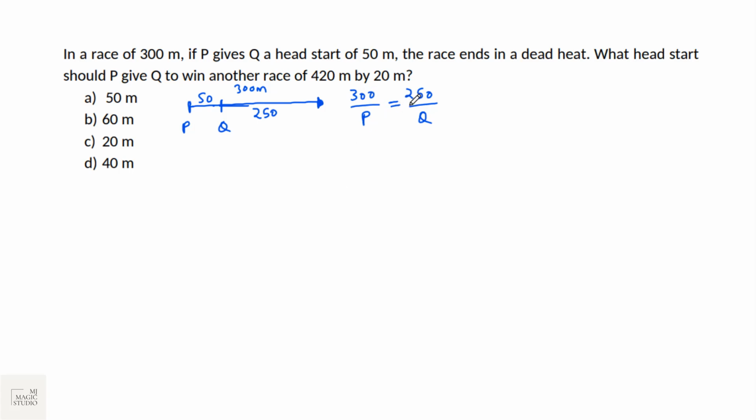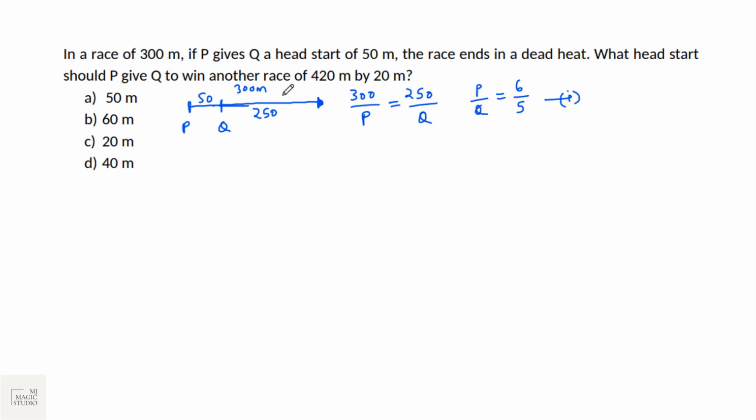And it is given that it is a dead heat. That means 300 by P is equals to 250 by Q. Time taken by P is equals to time taken by Q, where P and Q are the speed of P and Q. So P by Q is 6 by 5. This is what we get from the first information. Speed ratio of P and Q is 6:5.